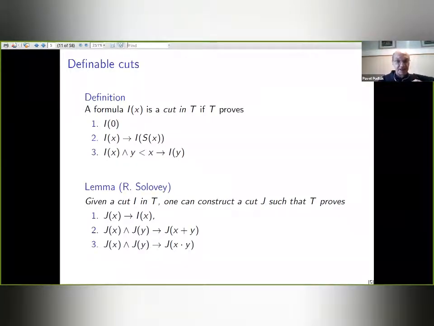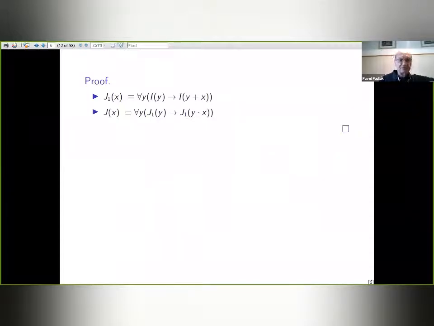The investigation of cuts and formulas of this kind was initiated by Robert Solovay. This is what I know. It may have been used before, but I learned it from Solovay. He proved that if we start with a cut which is only closed under the successor, we can construct a cut J that is a subcut, in the sense that the elements that satisfy the formula J also satisfy the formula I. In terms of sets, it's a subset. But J is not only closed under successor, it's also closed under addition and multiplication. This is, in fact, not difficult to prove.